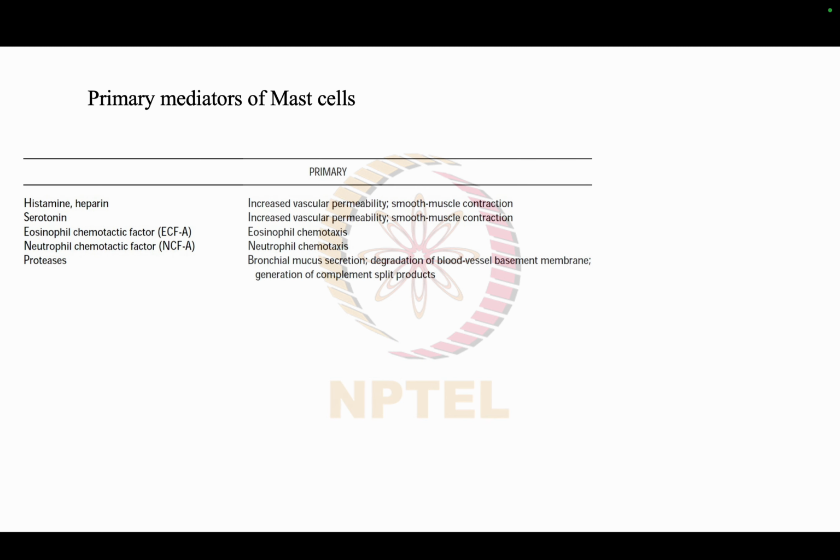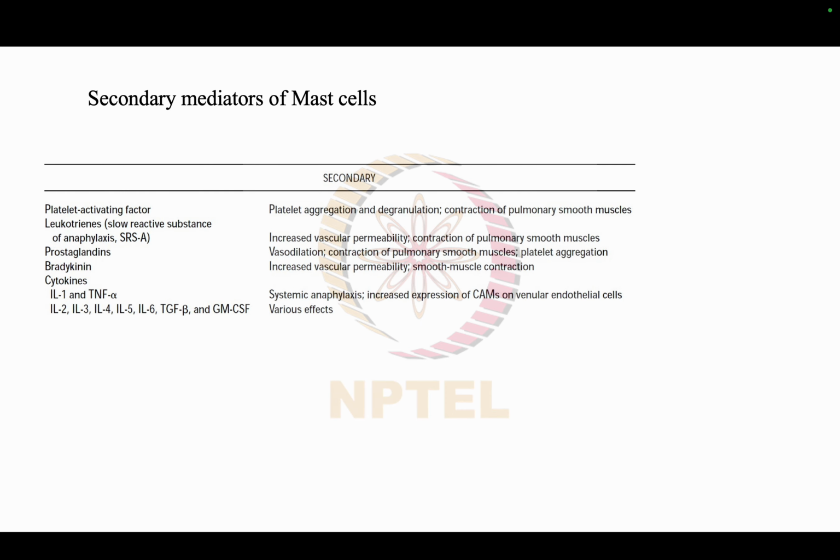Primary mediators of mast cells: histamine, heparin, serotonin, eosinophil chemotactic factors, neutrophil chemotactic factors, and proteases. These increase vascular permeability, smooth muscle contraction, and eosinophil chemotaxis. They also cause neutrophil chemotaxis, bronchial mucus secretion, degradation of blood vessel basement membrane, and generation of complement split products.